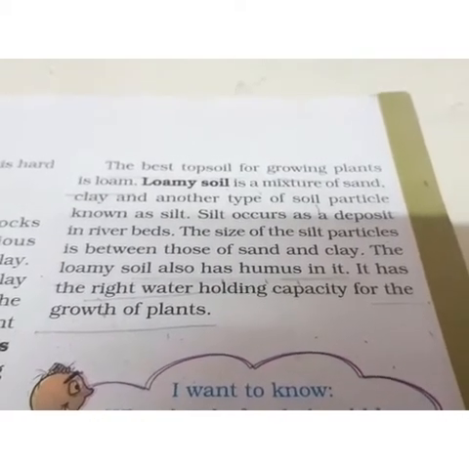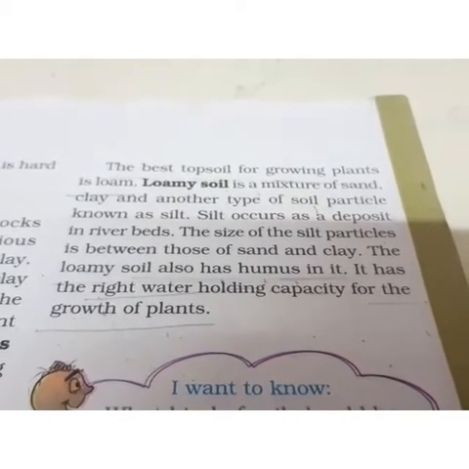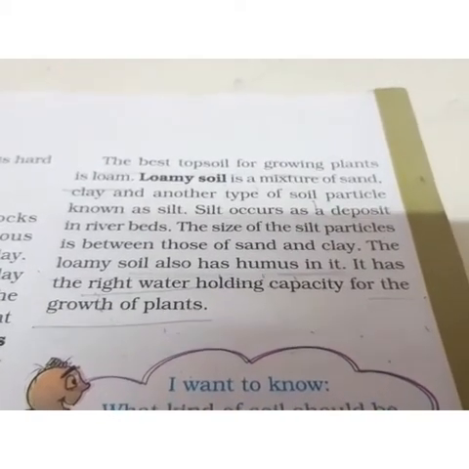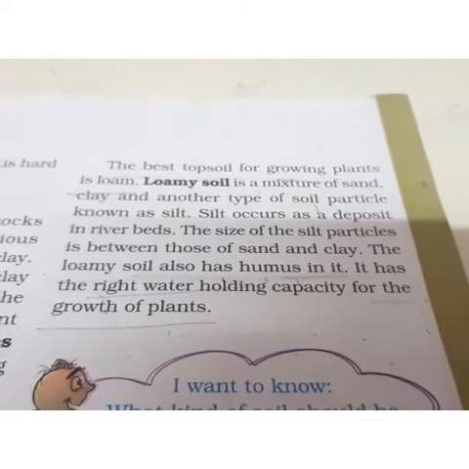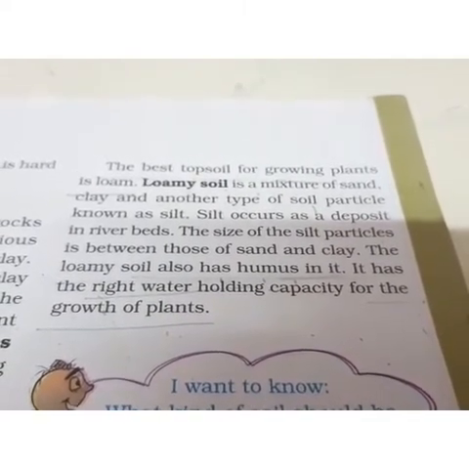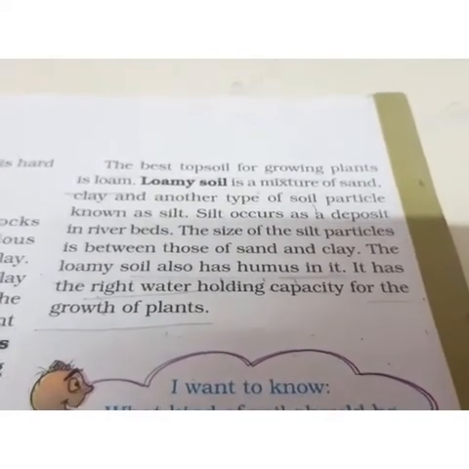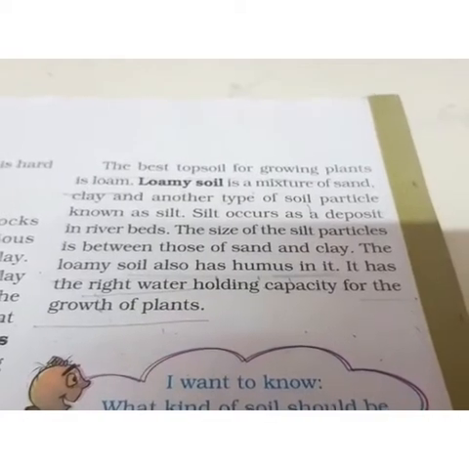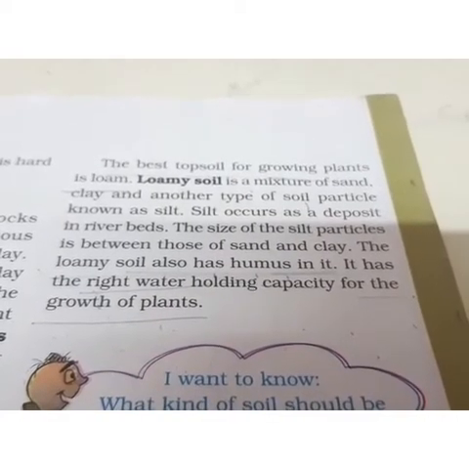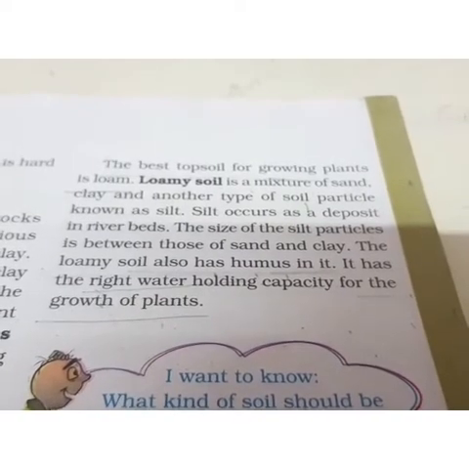Then there's one more type of soil also mixed in the loamy soil, that is the silt, which is found near the deposits in the river beds. मतलब कि नदी के आसपास जितनी मिट्टी होती है उसमें उस टाइप की जो क्वालिटीज होती हैं वो उसके अंदर होती हैं. And the size of silt particles is bigger than those of sand and clay. और जो उसका पार्टिकल का साइज होता है वो सैंडी और क्ले सॉइल से बड़ा होता है.